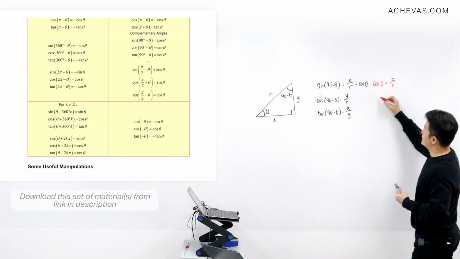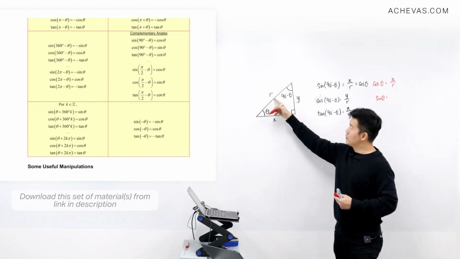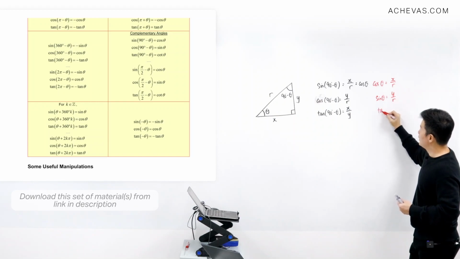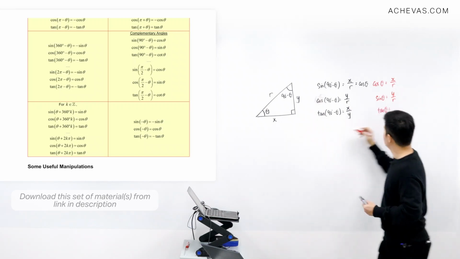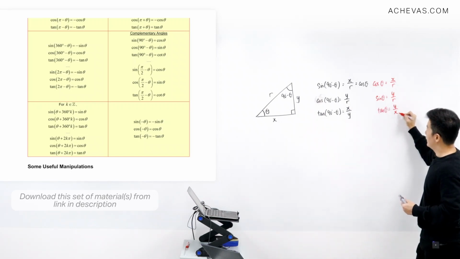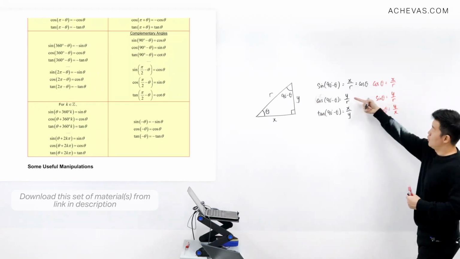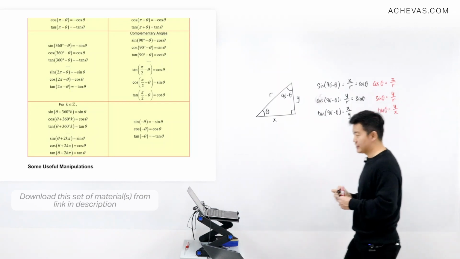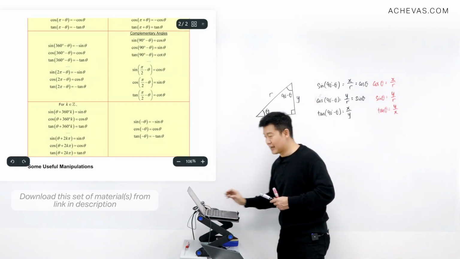How about sine theta? What is sine theta? Sine theta is opposite over the hypotenuse, so this is y over r. And how about tangent theta? Tangent theta is opposite over the adjacent, so this is y over x. So now let's try to match again, okay? Y over r, that's why I know this is equal to sine theta, which gives us our second result here. Cosine of 90 degrees minus theta is sine theta.